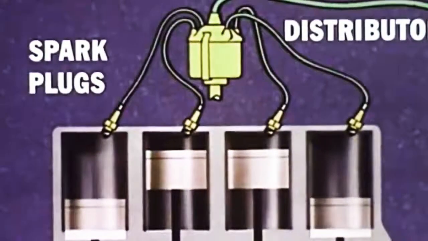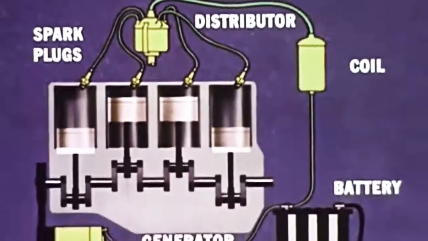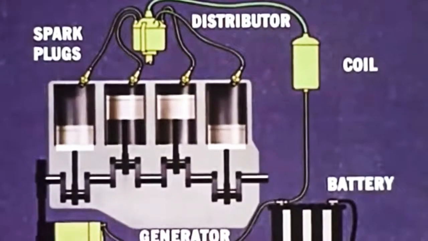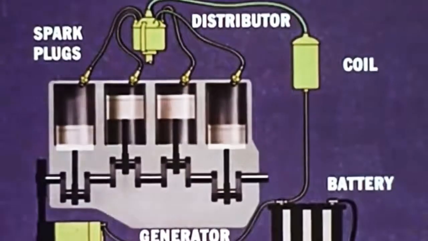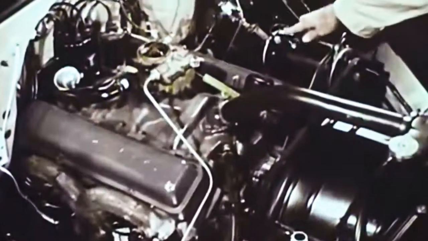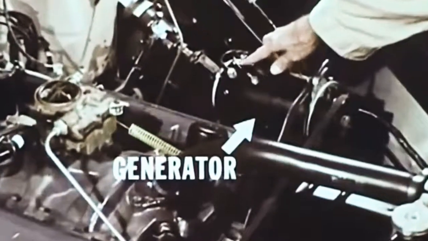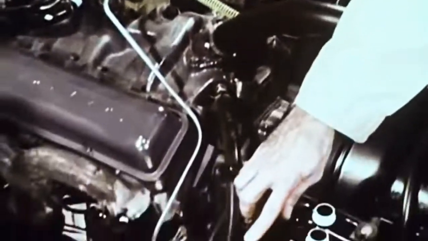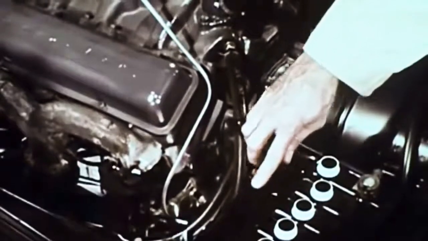Here again are the major parts of the engine's electrical system: the generator, the battery, the booster coil, distributor, and spark plugs. Now looking at an actual engine, here is the generator and the battery.